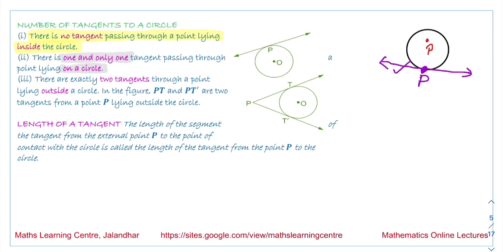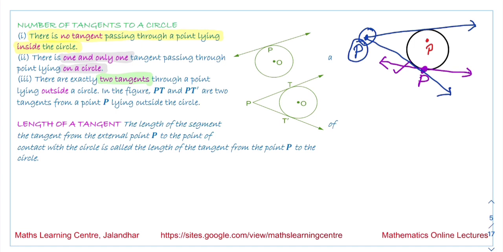And the third thing we have is, if the point P lies outside this circle, this is the point P, we are drawing the tangents over here. This is a tangent, this is another tangent. Both these tangents are passing through the point P. So how many tangents can we draw? We are saying we can draw exactly two tangents through a point lying outside a circle.